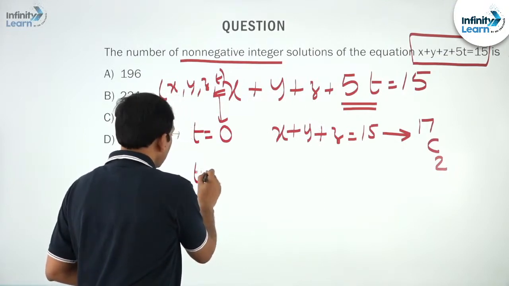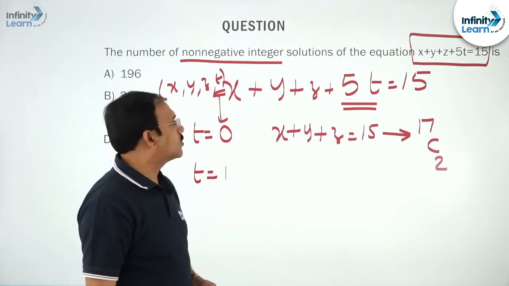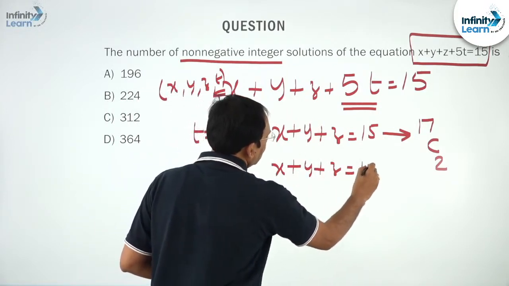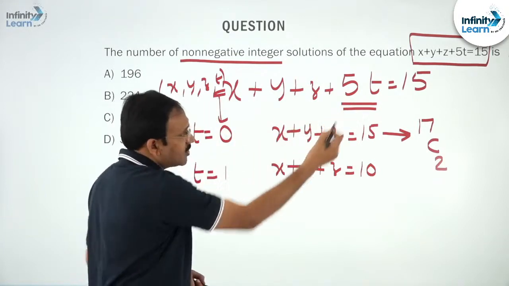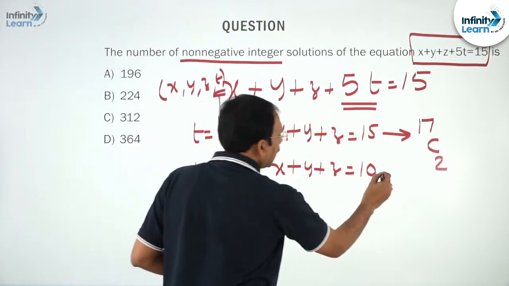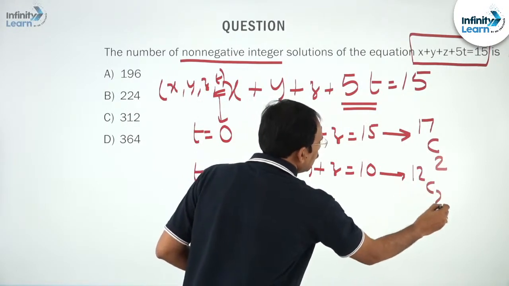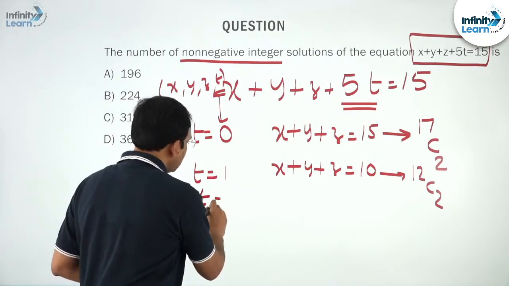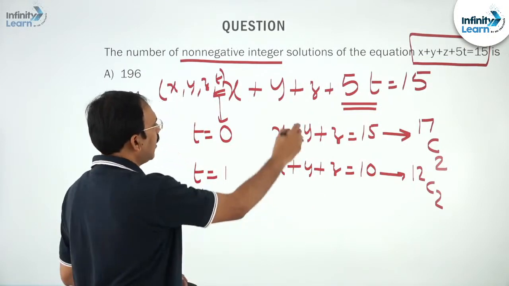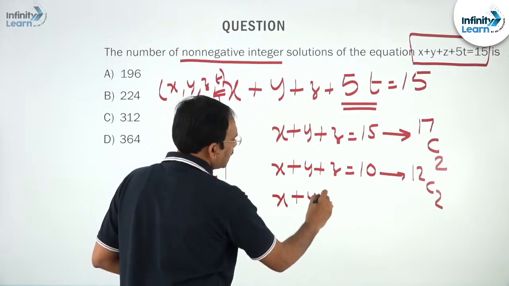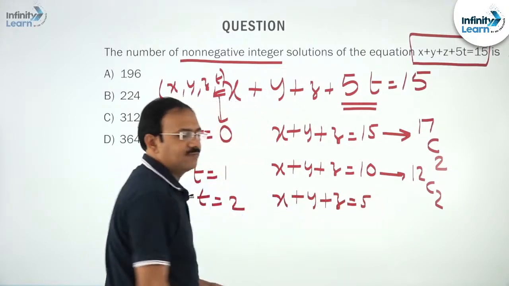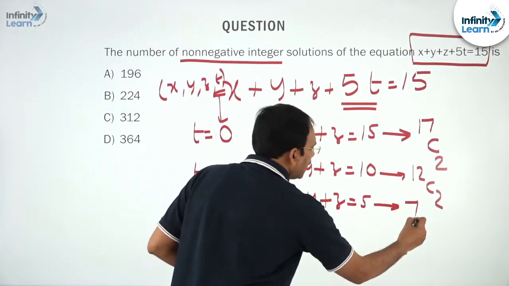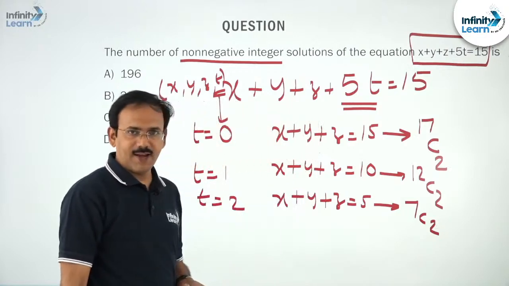Now, second case, when t is equal to 1, dear students, this becomes x plus y plus z is equal to 10, because already 5 is gone. So, in this case it is going to be 12C2 cases, n plus r minus 1 C r minus 1. When t is equal to 2, you can see now already 10 is gone. So, x plus y plus z is equal to 5. That means the number of cases is going to be 7C2 here, right.